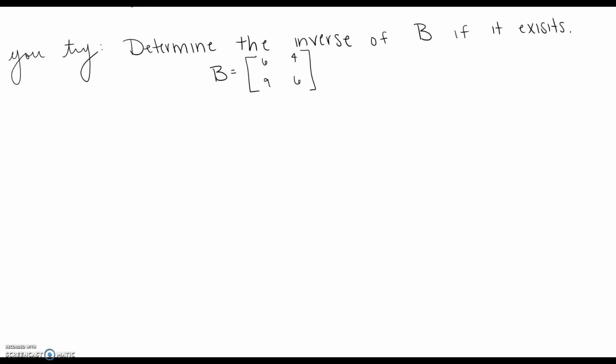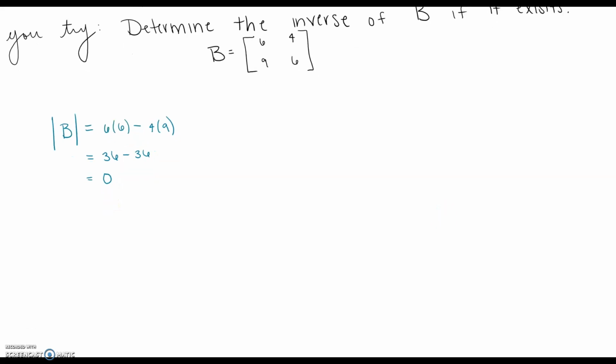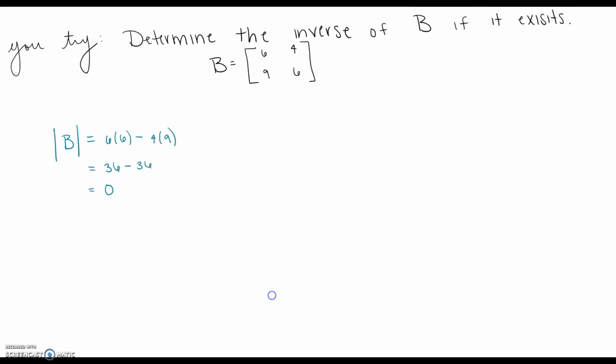Alright, so first step in determining an inverse is we need to determine the determinant. So the determinant, remember, is going to be that matrix in some bars like so. It looks like the absolute value, but it's different. And we do 6 times 6, so diagonal, subtracted by the other diagonal, 4 times 9. And 6 times 6 is 36, and 4 times 9 is also 36. And 36 minus 36 is 0, which means there's no inverse, right? If the determinant is 0, there's no inverse.